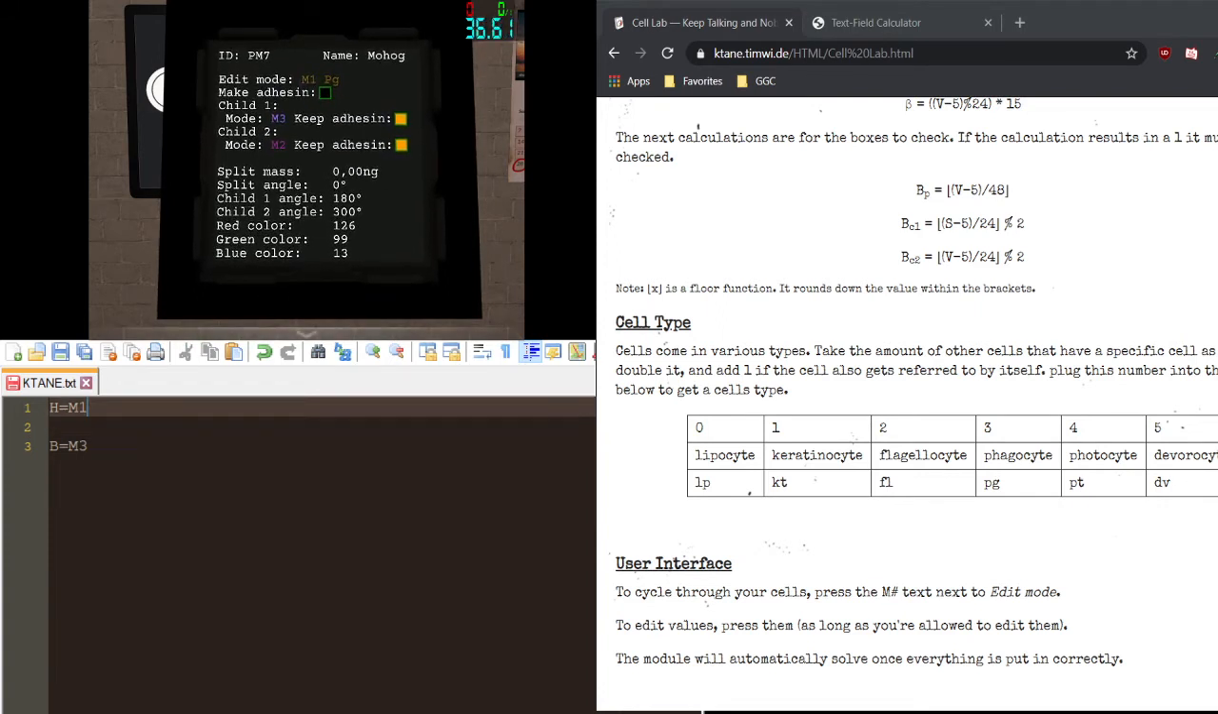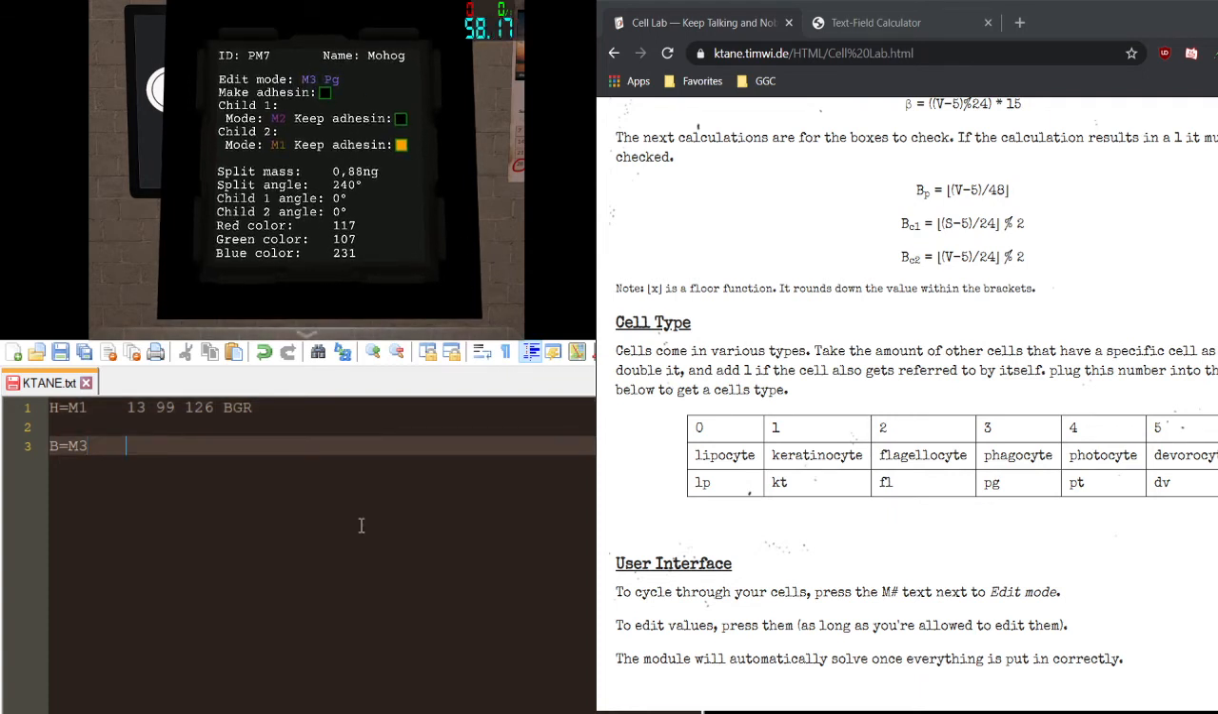So for M1, we're going to get the same read we did last time. The numbers from lowest to highest, which is 13, 99, and 126. And the color components from lowest to highest, which is blue, green, red. Just so happens to be the same as last time, which is not really good for showing off the module, but oh wow, I'm not going to complain. And then we go back to M3.